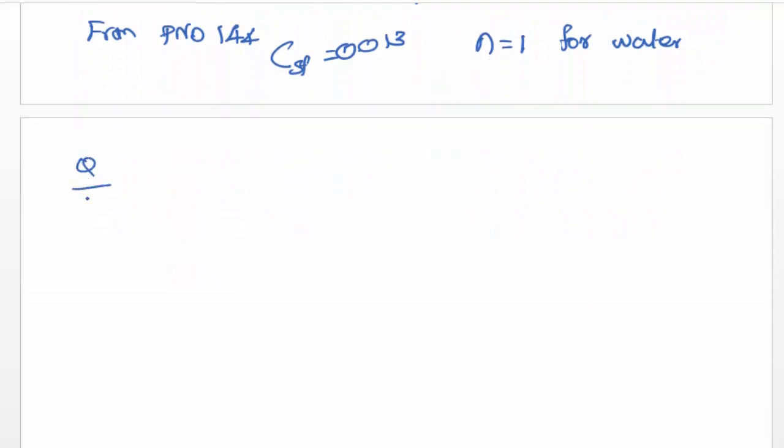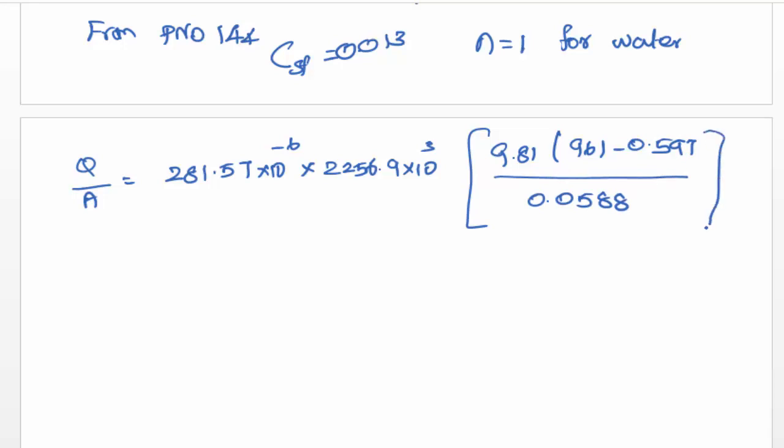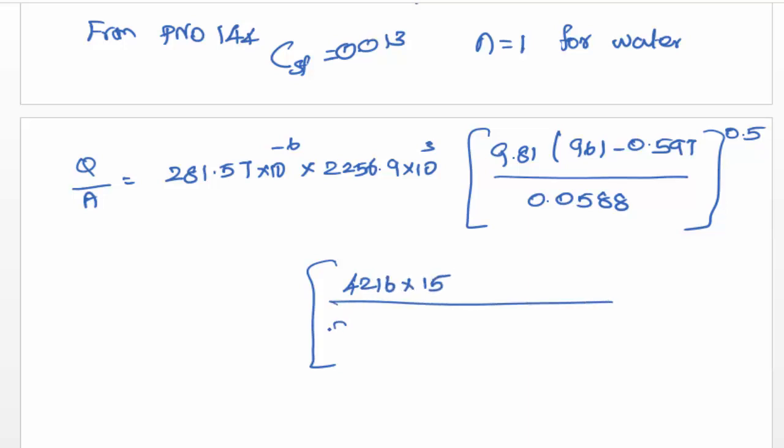So Q by A equal to 281.57 into 10 to the power minus 6 into 2256.9 into 10 to the power 3 into [9.81 into (961 minus 0.597) divided by 0.0588] to the power 0.5 into [4216 into 15 divided by 0.013 into 2256.9 into 10 to the power 3 into 1.71] whole cube.